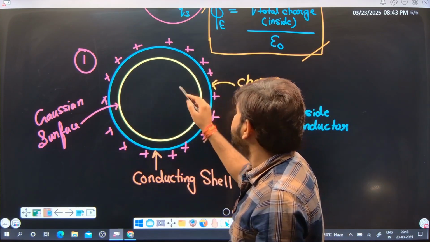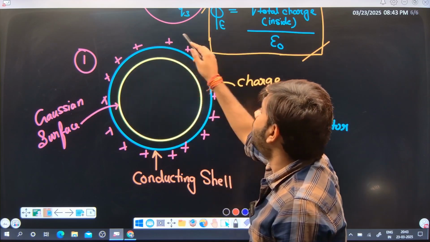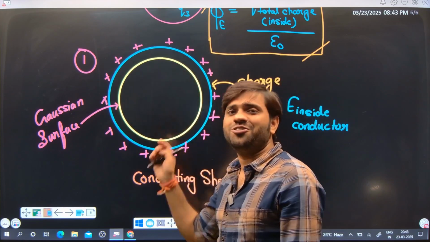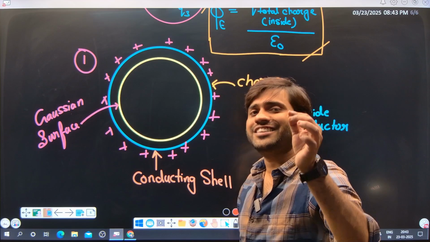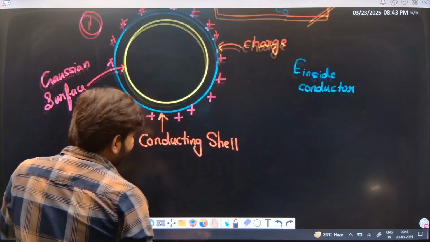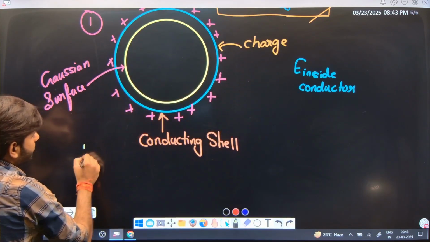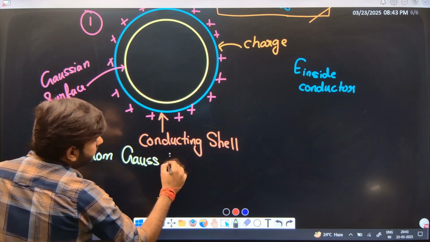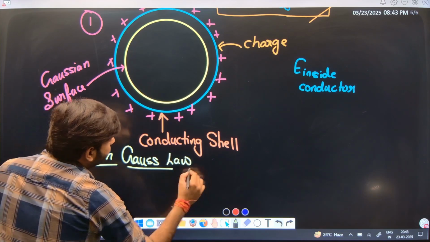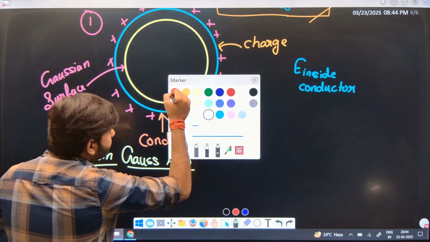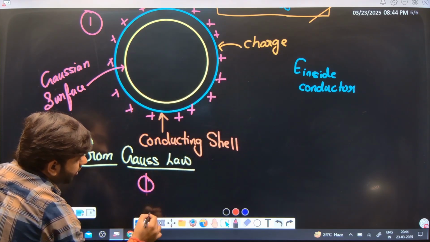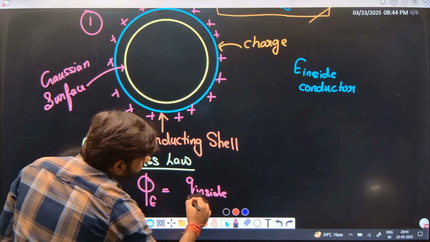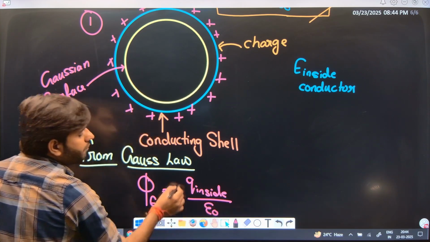As we can see, all charges are on the surface of the conductor. So there is no charge inside the Gaussian surface, so the inside charge becomes 0. Hence we are applying Gauss law, very easy. I am going to prove why the electric field inside the conductor is 0. From Gauss law, net electric flux is Q inside by epsilon naught. This is the main formula.